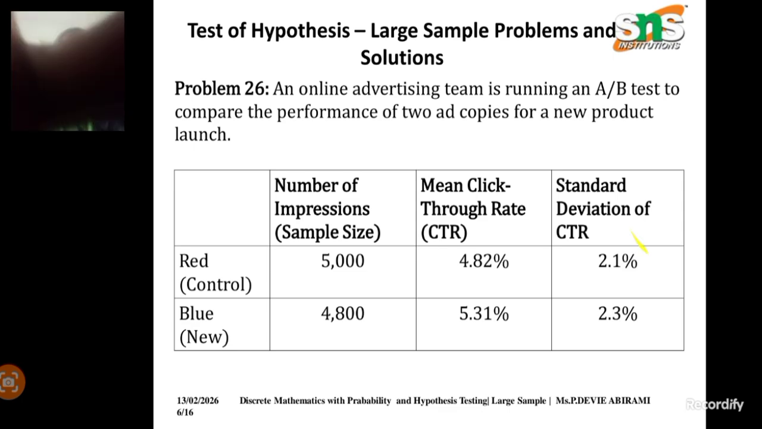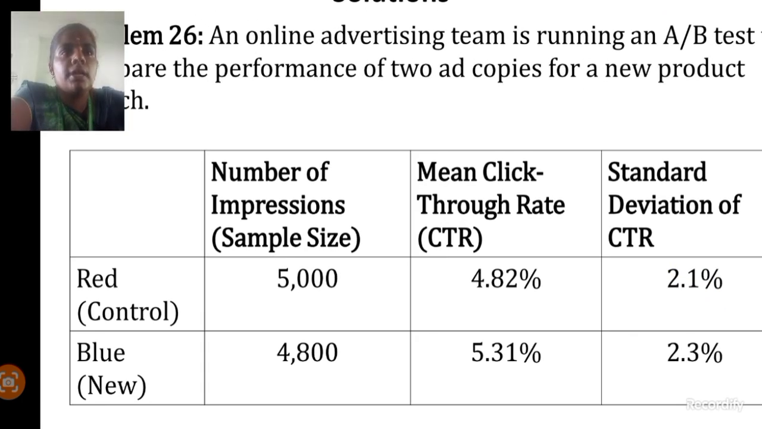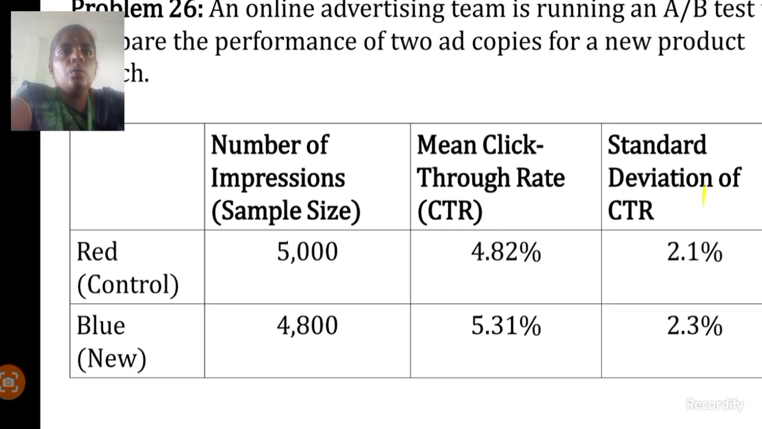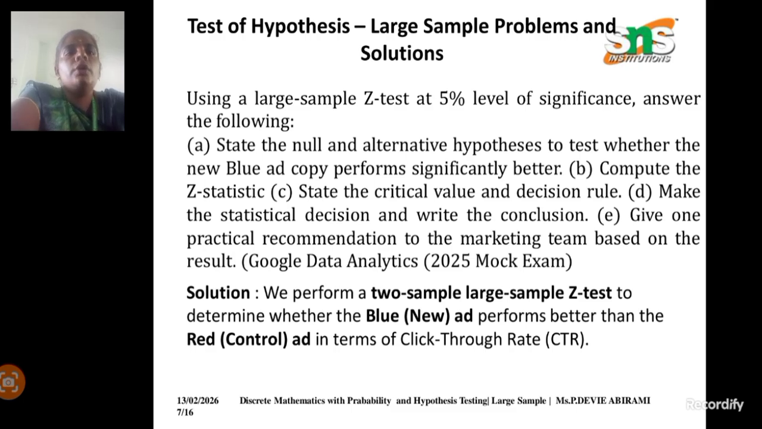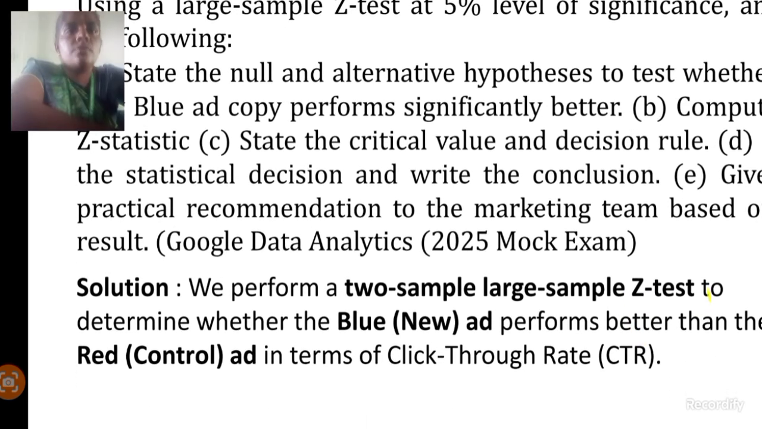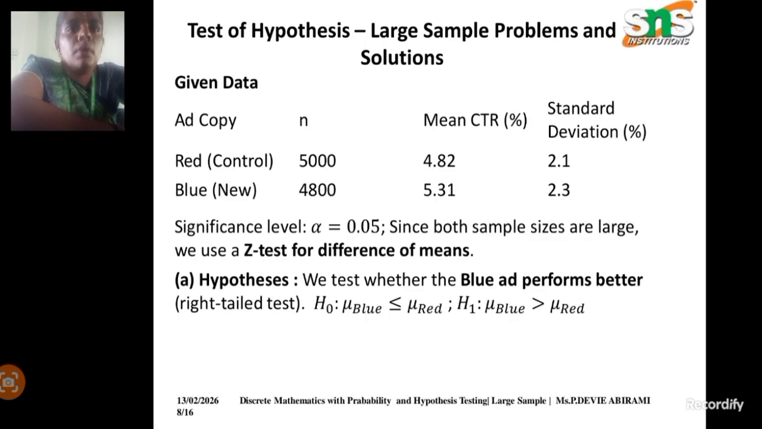Okay. And our third problem is an online advertisement team running an A/B test for performance. There are two products, red and blue. Red has a sample size of 5000, the mean value is 4.82, and the standard deviation is 2.1, for the red control. For the blue new model, the sample size is 4800, the mean value is 5.31 and the standard deviation is 2.3. So I am going to perform a Z test at a 5% level of significance. We know the formula is x1 bar minus x2 bar divided by the square root of s1 square by n1 plus s2 square by n2.